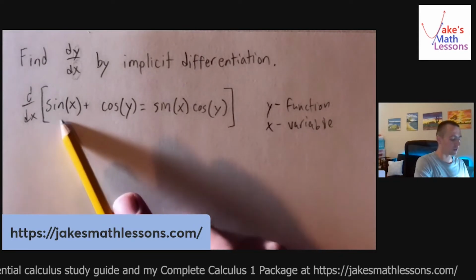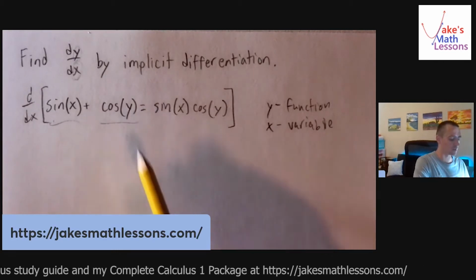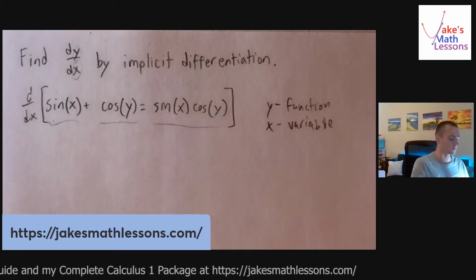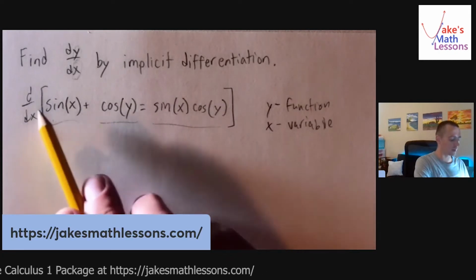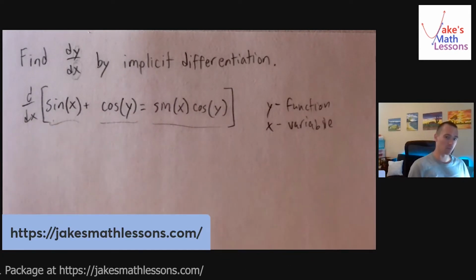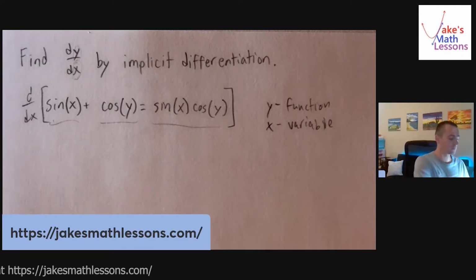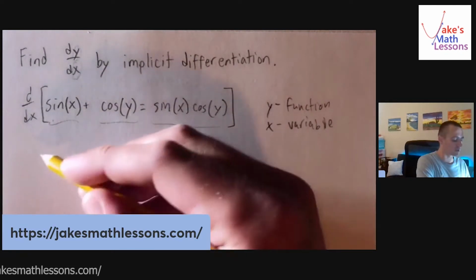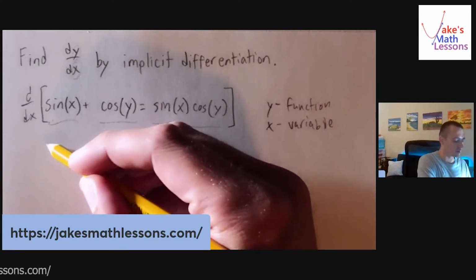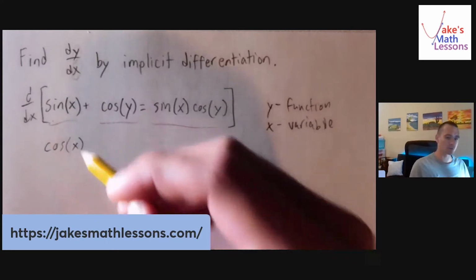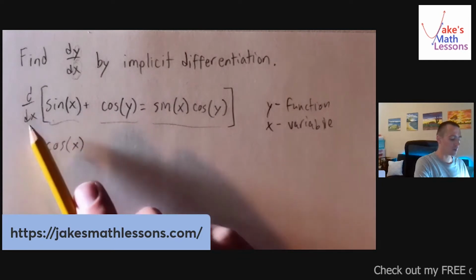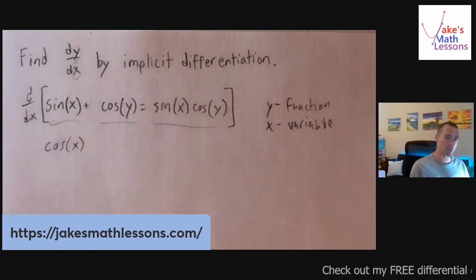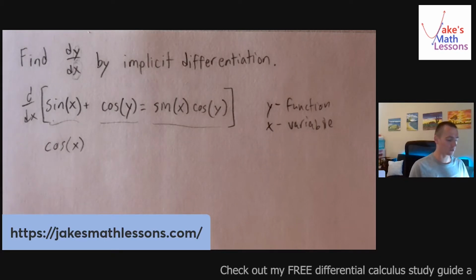Think about the sine x piece first, then the cosine of y piece, and then the sine x times cosine y. First, the derivative of sine x with respect to x is a derivative you probably want to just memorize. It is just cosine x. There's really nothing special there because this term only has x's, which we know is the variable. So we can just use standard derivative methods for that one term.